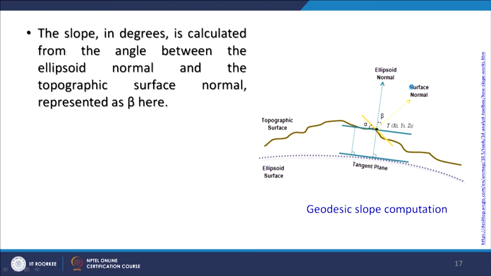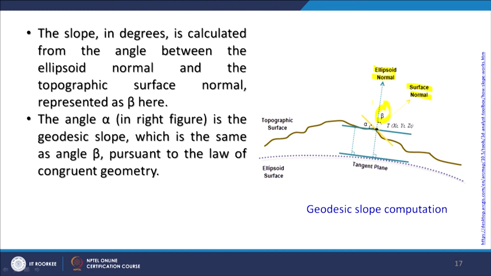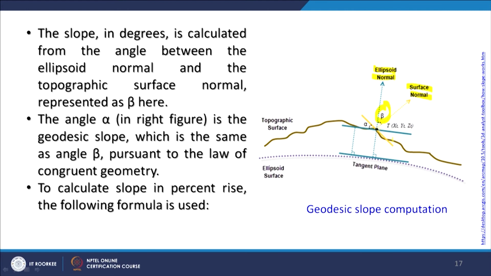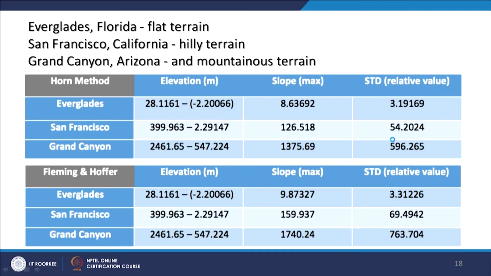Now, the slope in degrees is calculated from the angle between the ellipsoid normal and the topographic surface normal, which is the beta here. This angle alpha is the same angle as beta, pursuant to the law of congruent geometry. To calculate the slope in percentage rise, of course, the formula would be a little different. You have to multiply by 100 to get that.